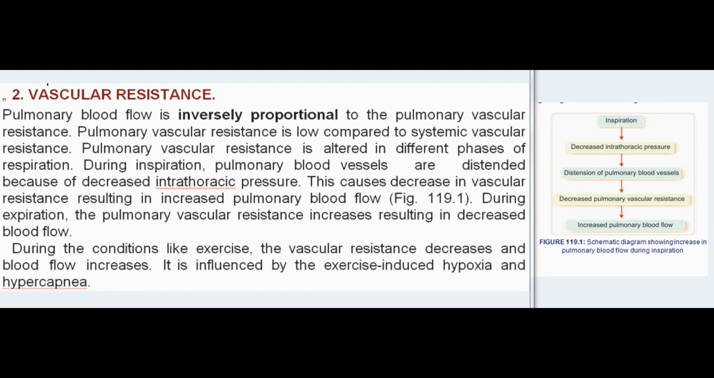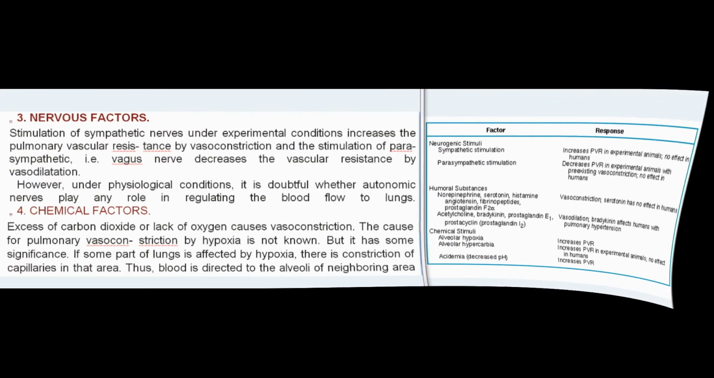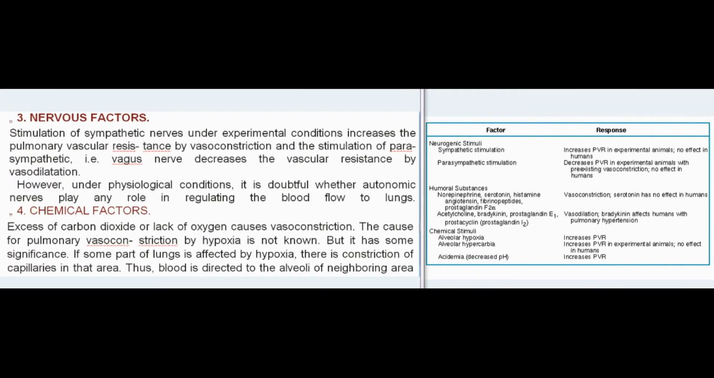During conditions like exercise, the vascular resistance decreases and blood flow increases. It is influenced by the exercise-induced hypoxia and hypercapnia. 3. Nervous factors. Stimulation of sympathetic nerves under experimental conditions increases the pulmonary vascular resistance by vasoconstriction, and the stimulation of parasympathetic, i.e. vagus nerve, decreases the vascular resistance by vasodilatation. However, under physiological conditions, it is doubtful whether autonomic nerves play any role in regulating the blood flow to lungs.